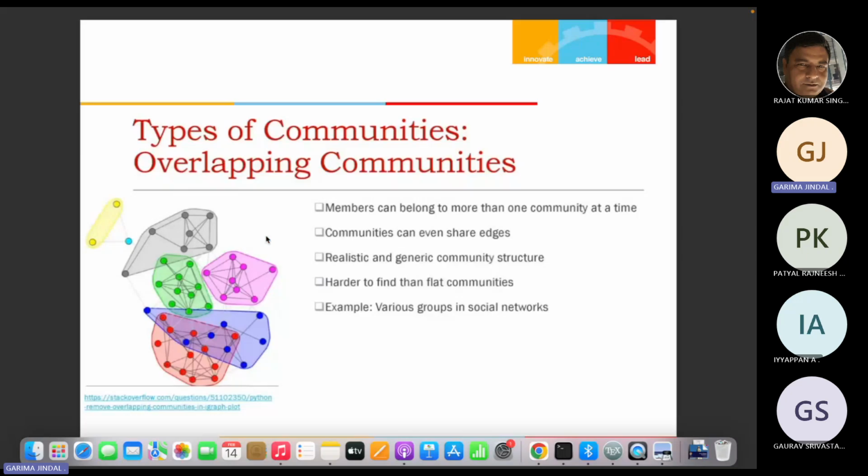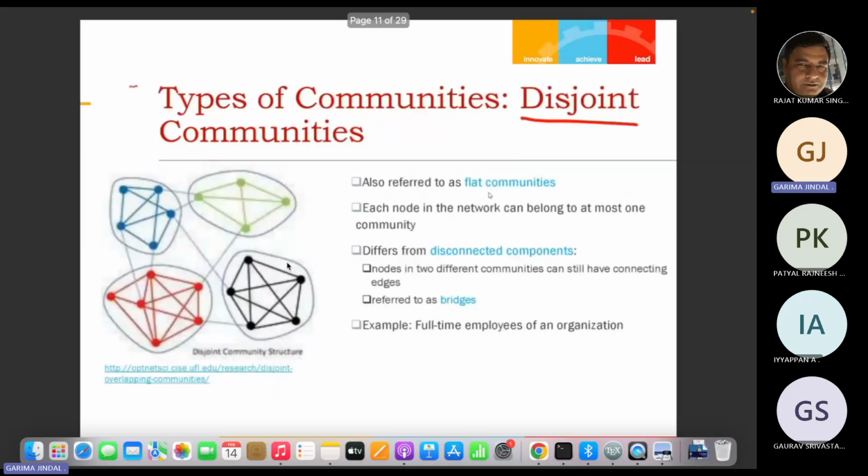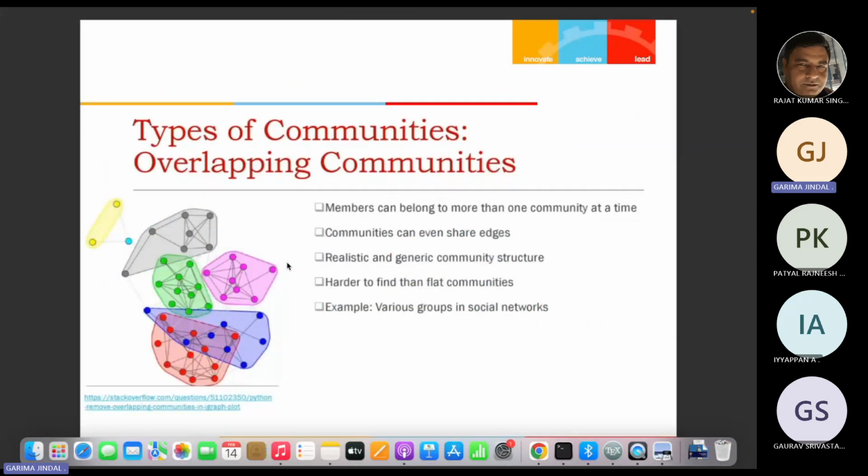This type of community is more realistic. In the real world, we tend to belong to different types of communities, right? So we do not belong to a disjoint community. We tend to belong to different communities. So we have different algorithms that can be used to identify disjoint communities and to identify overlapping communities. But identifying overlapping communities is a slightly difficult problem, and there is a separate set of algorithms that are used for this.